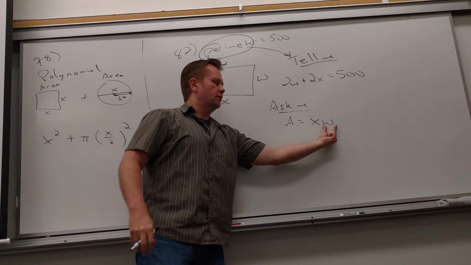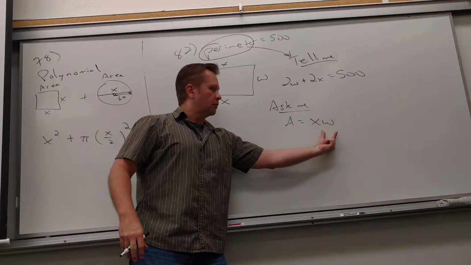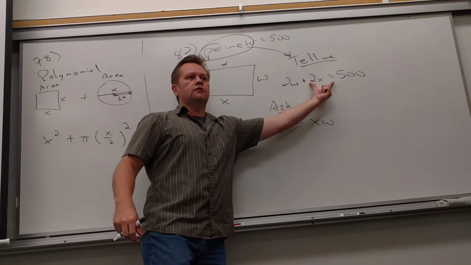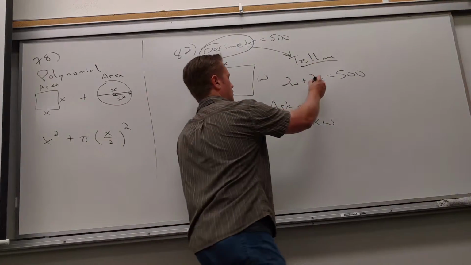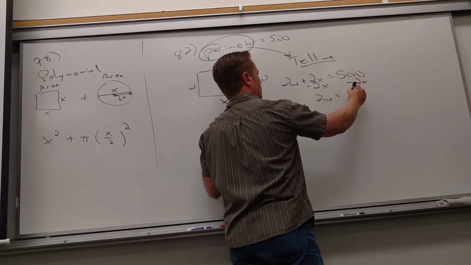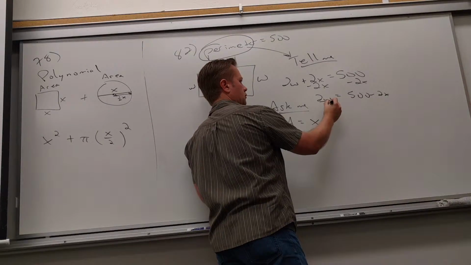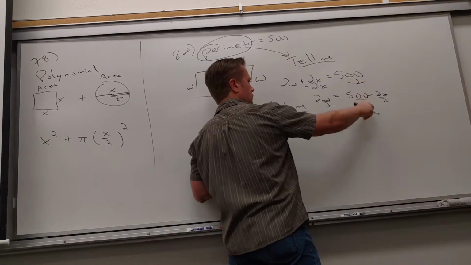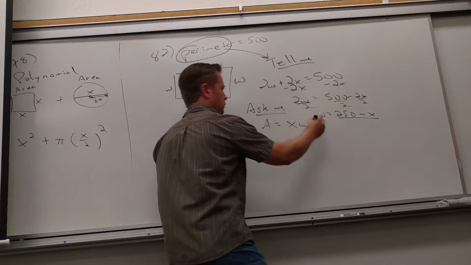So can I get rid of this W somehow? And I don't just mean erase it. Can I replace this W with something? What can I do with this to figure out what W is? 2W plus 2X equals 500. 2W equals 500 minus 2X. So then what's W? 500 minus 2X, divided by 2, everything. So W is 250 minus X. So that is what W is.